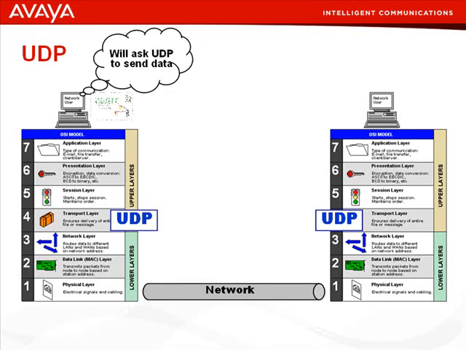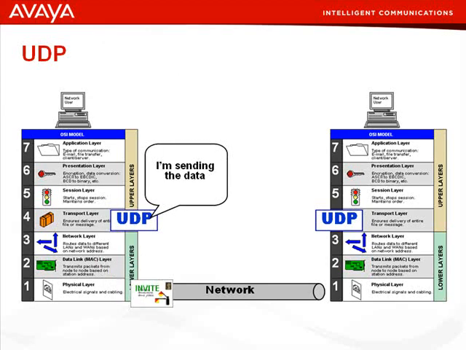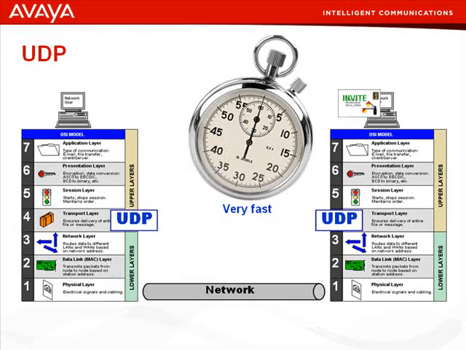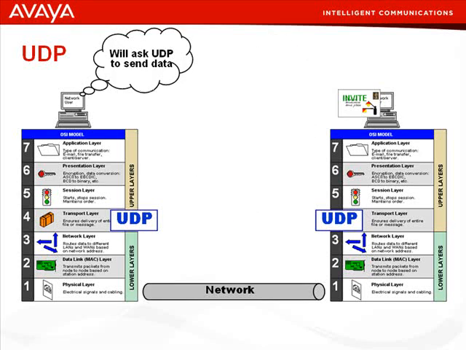Now, UDP receives data from the upper layers, just like TCP, but sends it out over the network without spending any time checking to see if the guy on the other side even exists, never mind whether or not he's ready to receive. Now, this means that it's very quick. However, UDP is a connectionless transport protocol. There are no checks made before or after transmission.